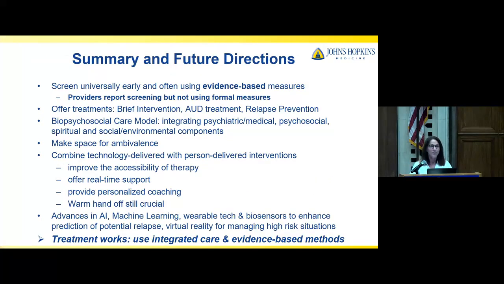I have a few thoughts on where to go from here. We've talked with providers around the country about their screening for alcohol use. And while providers will, there's not enough screening.